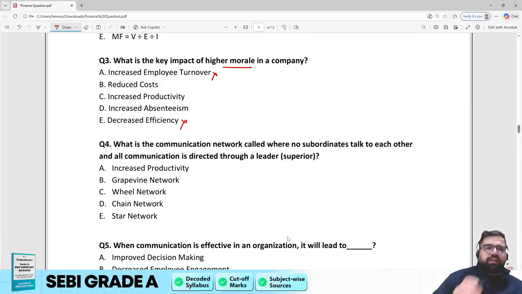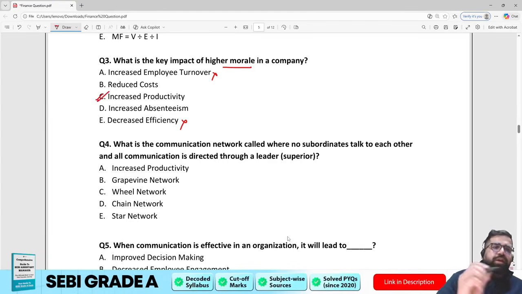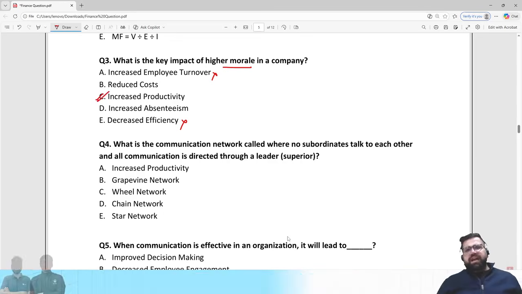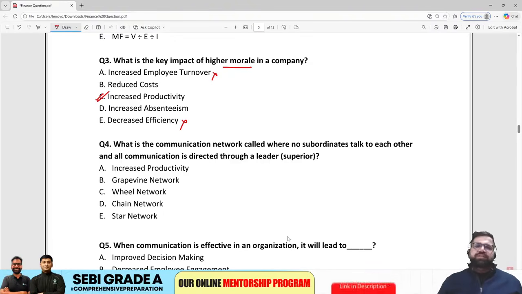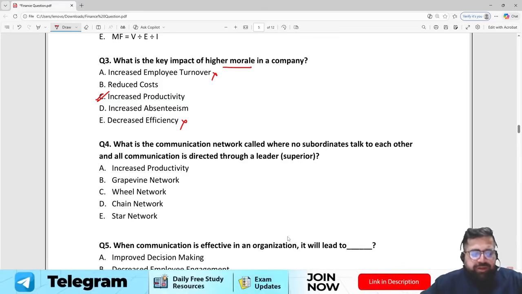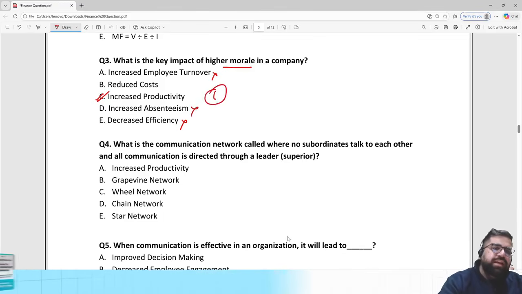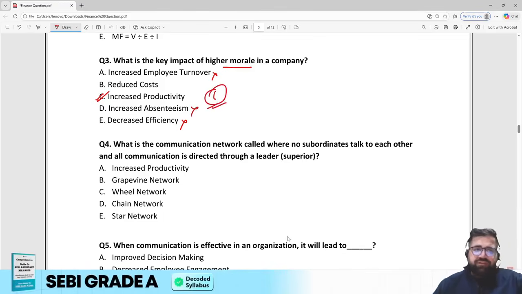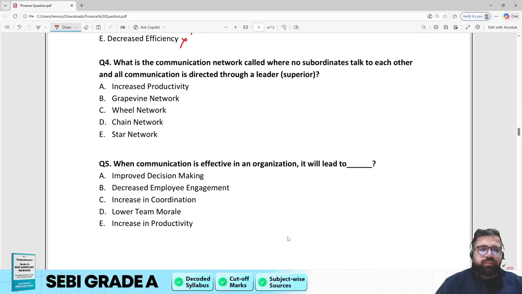The correct answer according to me should be increase productivity, because if morale is high, there can be different cases with productivity. Either it can increase, decrease, or anything can happen. So the correct answer will be option number C, because morale has a direct impact on productivity. This we all know. Reduce cost is not making any sense. Increasing absenteeism is again not making any sense. So the correct answer for question number 3 of management is option number C.